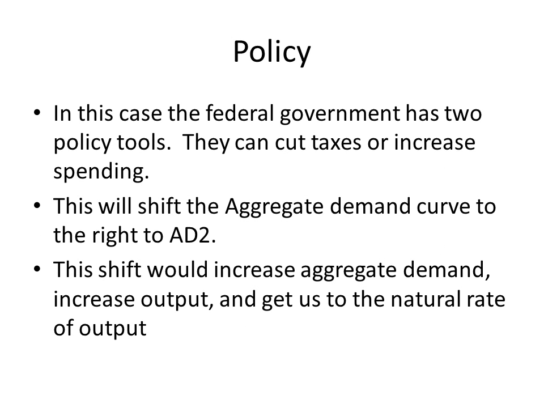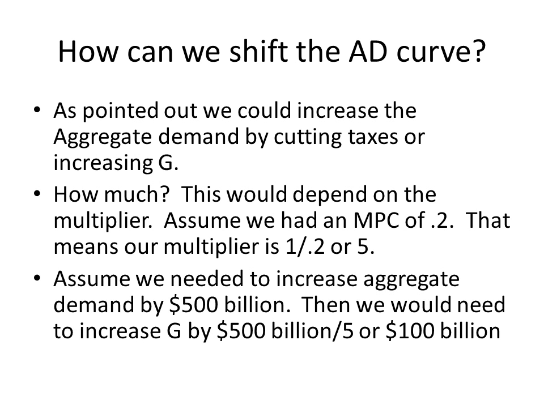In this case, the federal government has two policy tools to move us from AD1 to AD2. They can cut taxes or they can increase spending, and of course they can do some combination of those. This would shift the aggregate demand curve, which we've labeled AD1, to the right to AD2. This shift would increase aggregate demand, increase output, and get us to the natural rate of output. Also, notably, as the economy grows, it's also going to increase tax revenue.